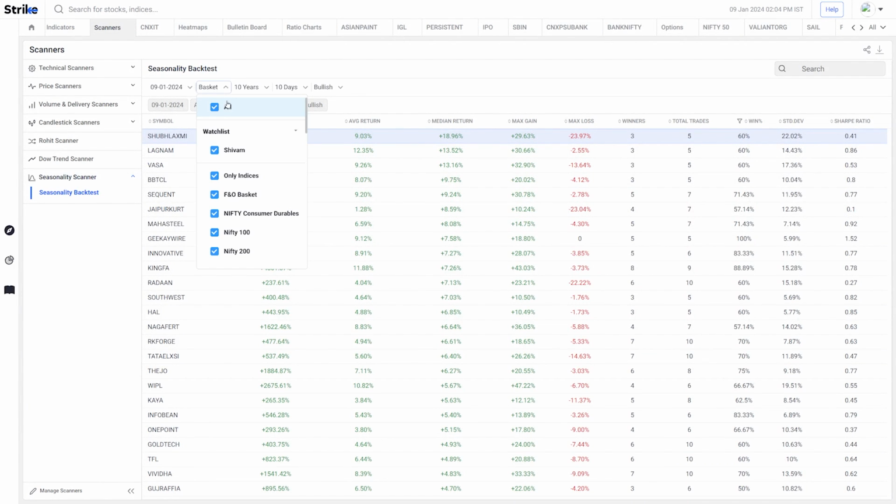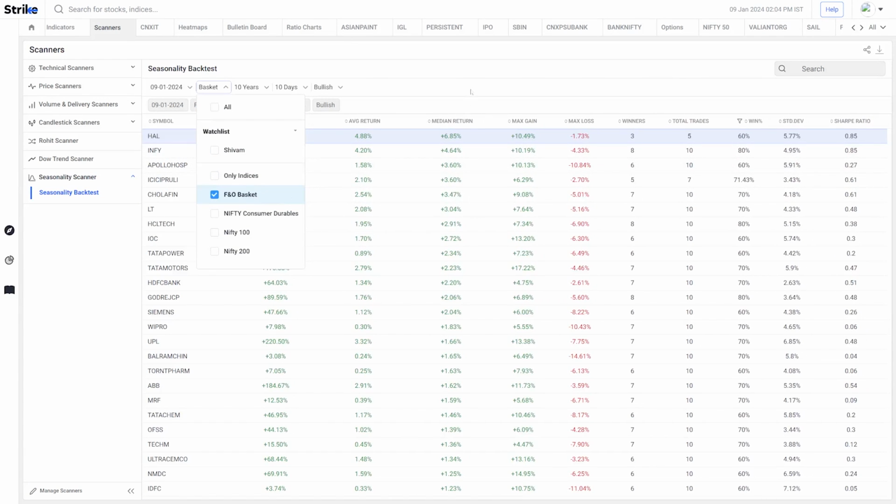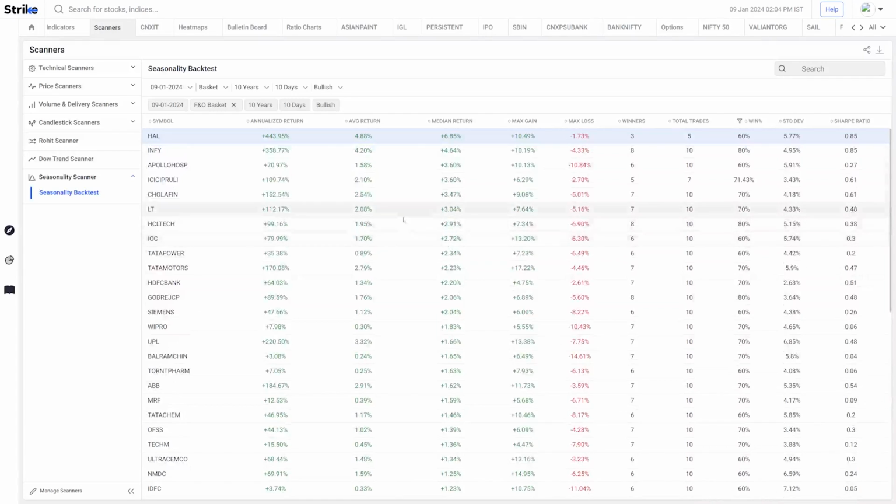If you want to look at just the FNO stocks, that can also be done here. Now if I select the FNO basket, I am able to see individual seasonality of all the components.